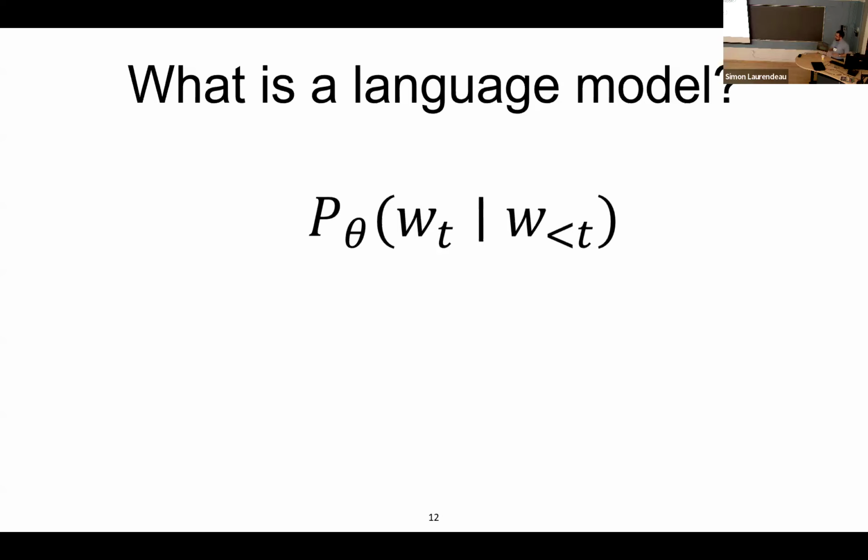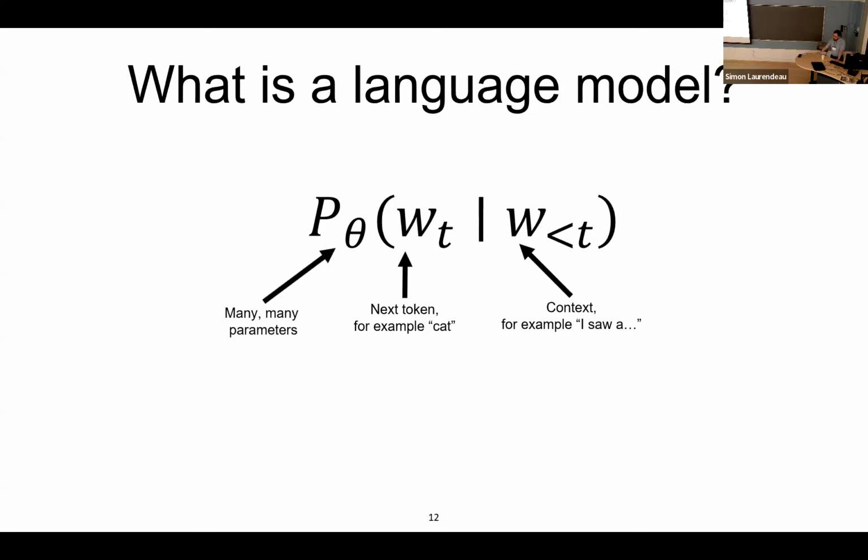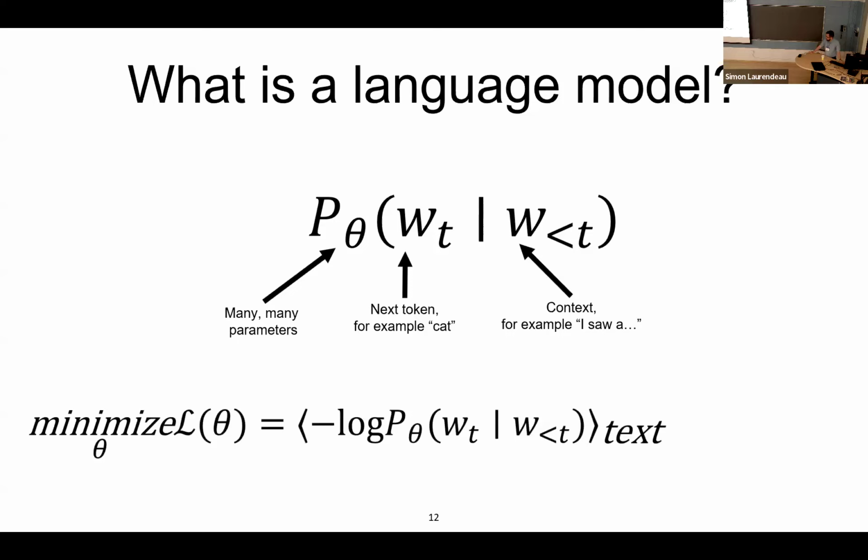A language model is any predictive probability distribution on words or tokens given previous words or tokens. So it's a probability distribution on something like a token like cat, given a context like I saw a blah blah blah, the previous tokens. The model's behavior is defined by a lot of parameters, and if you have many, many parameters, we say it's a large language model. How do you get those parameters? You get the parameters by solving an optimization problem that looks like this.